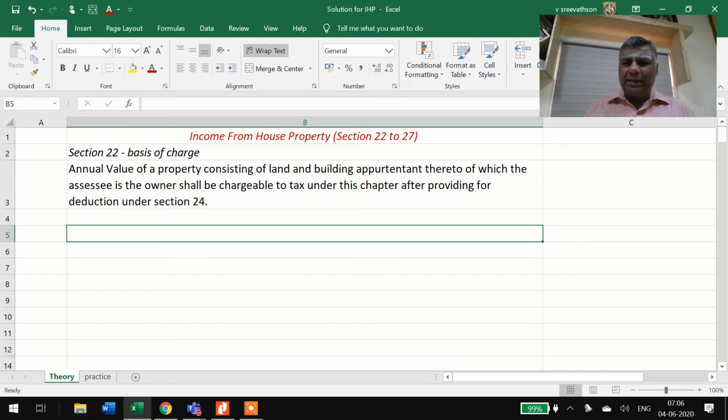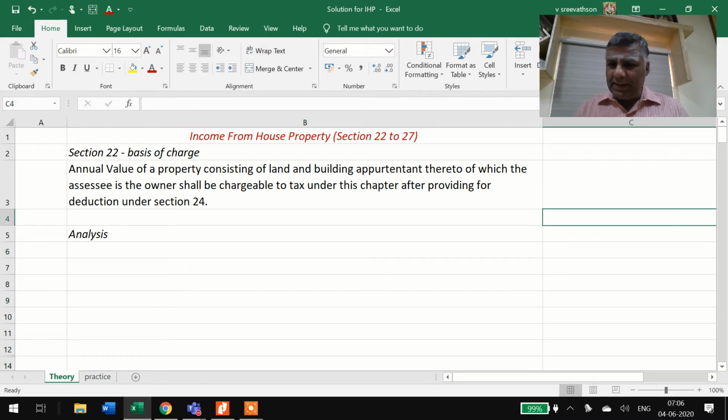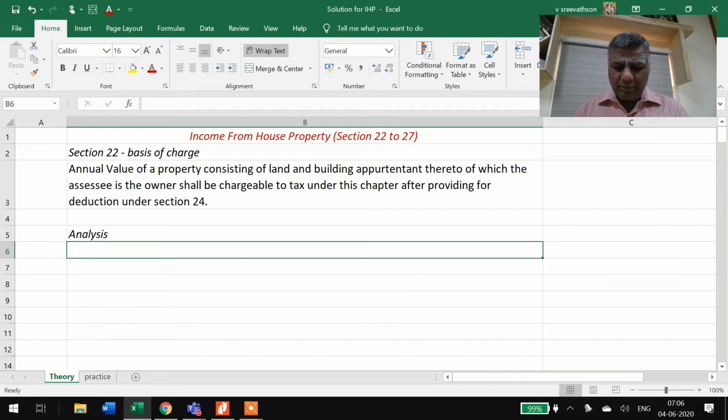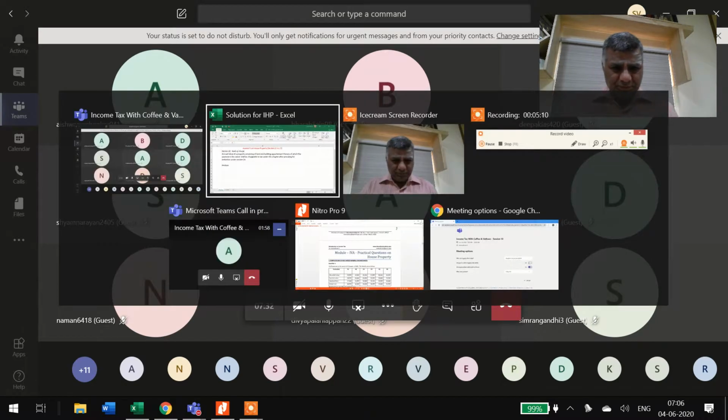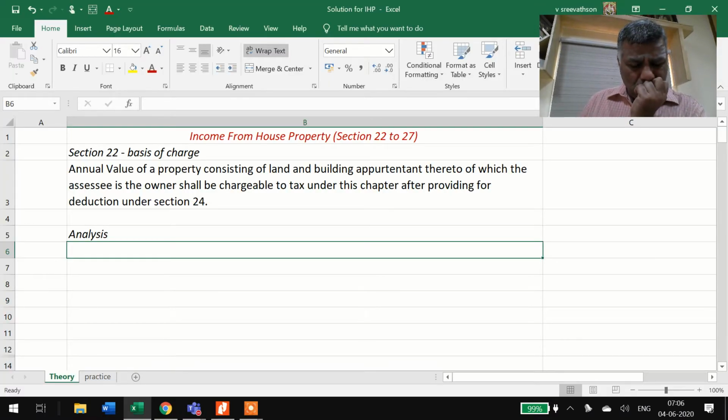What is property? What is meant by property, friends? Anybody? Aishwarya Shankar, what is property? Asset along with ownership. I take that answer. So that leads us to what is an asset.